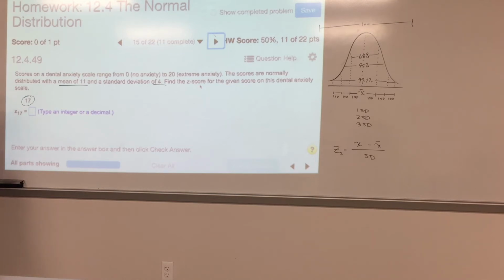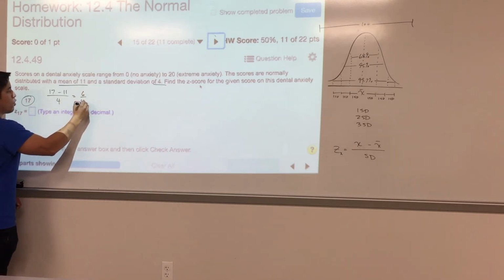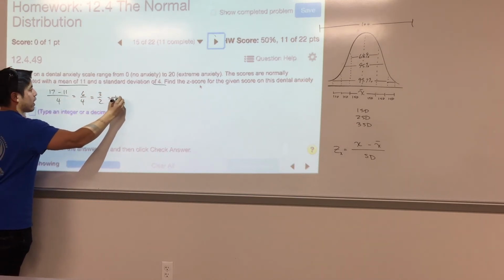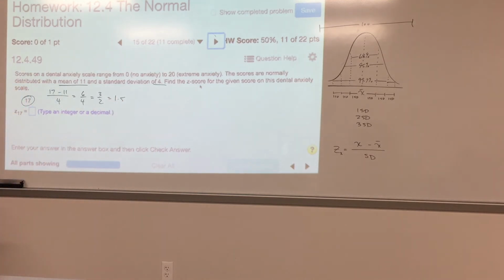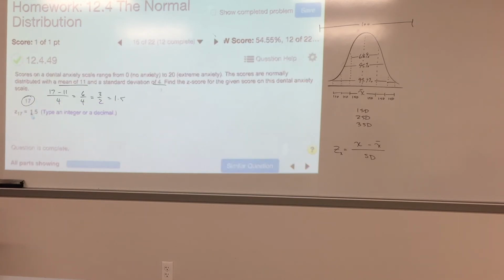Should our z-score be positive or negative, just from looking at this? Positive, exactly, because 17 lies above the mean, right? So our z-score is found by taking 17 minus 11 and dividing it by 4. That's going to be 6/4, 3 halves, 1.5, right? You guys could have done that on a calculator, no big deal. So there it is, 1.5. Is that really very tough? No, it's not. Piece of cake.